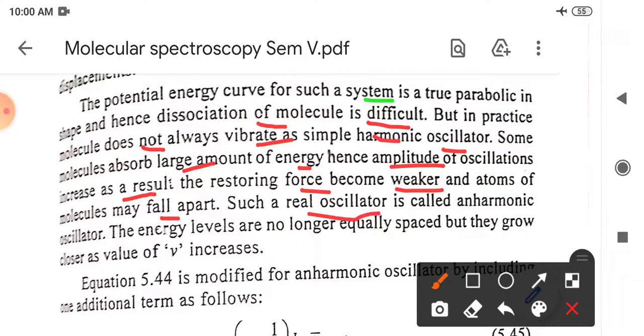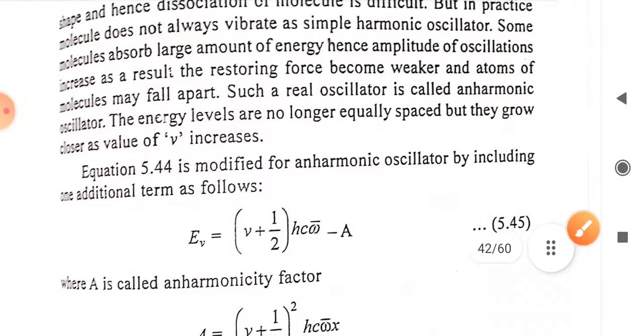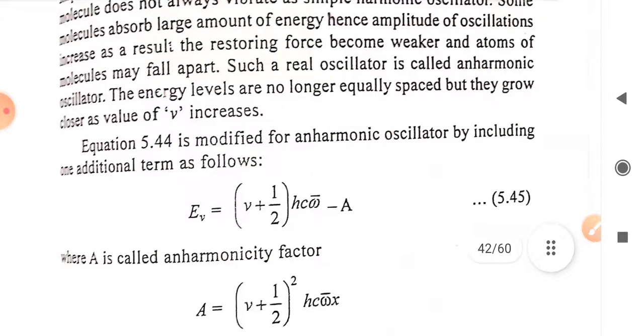Such a real oscillator is simply called an anharmonic oscillator, and the energy levels are no longer equally spaced as we have seen for the simple harmonic oscillator. They grow closer as the value of V increases. So the energy gap between levels decreases, and they merge into a single energy level at a particular value of r.